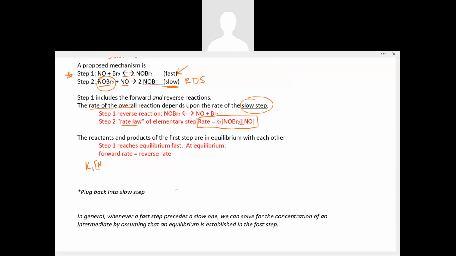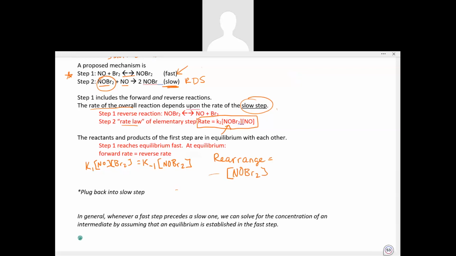So let's take a look at the forward reaction. That will be k1 times the concentration of NO and Br2. And then we have our reverse rate. So that will be k-1 now, so the reciprocal or the inverse of that k, and then the concentration of NOBr2. So now that we have these happening at equal rates, we can rearrange this relationship over here and solve for NOBr2, since that's the intermediate that we want to replace in our elementary reaction rate law 2 here.